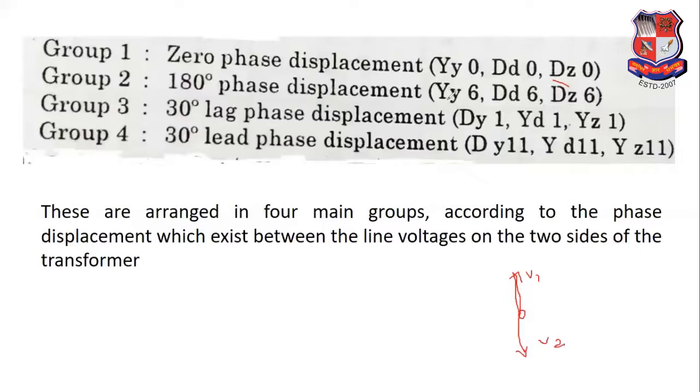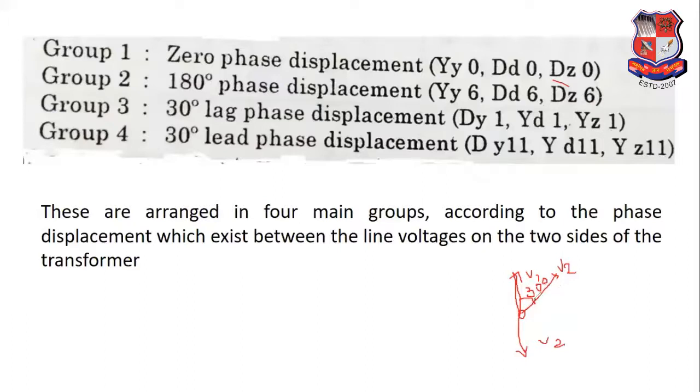Now as you know, HV is a capital letter, L is a small letter, star star, and displacement is 180 degrees. DD6 means delta delta with 180 degree displacement, and DZ6 means delta into zigzag, with phase displacement of 180 degrees. In the same way, consider 30 degree phase displacement but lagging. If the primary is in this position and the secondary is 30 degrees lagging, the secondary is at this position, lagging. And the angle between them is approximately 30 degrees.